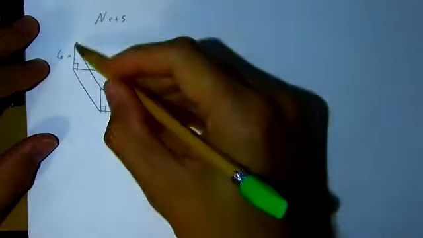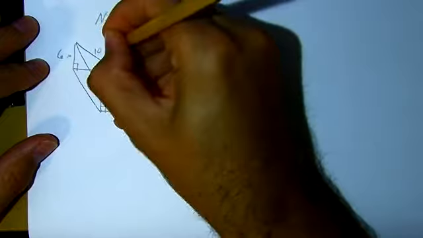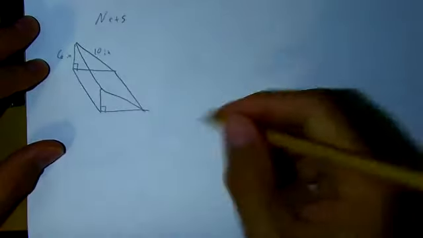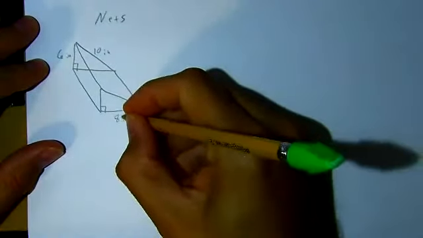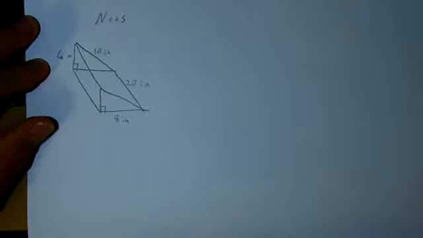So say 6 inches on this back side. 10 inches on the hypotenuse. 8 inches on the base. 20 inches on the length.